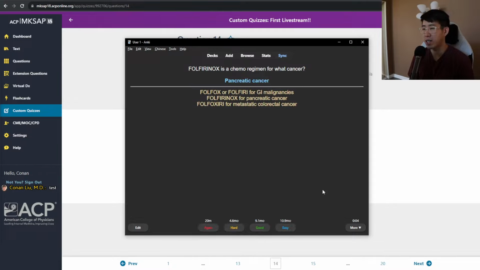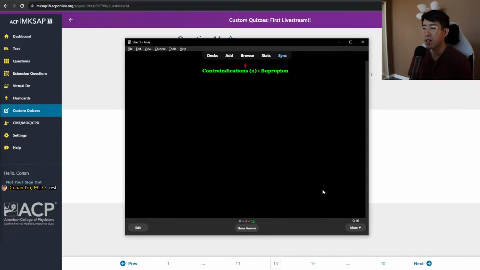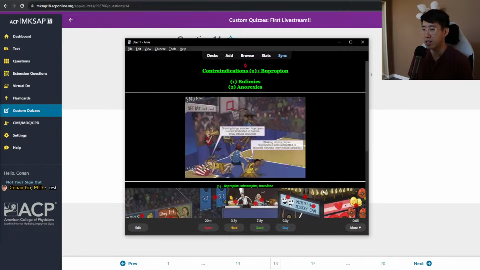Usually pancreatic cancer. In general, use FOLFOX or FOLFIRI for GI malignancies, FOLFIRINOX for pancreatic cancer, and FOLFOXIRI for metastatic colorectal cancer. Bupropion contraindications are going to be bulimia, low weight, seizures.